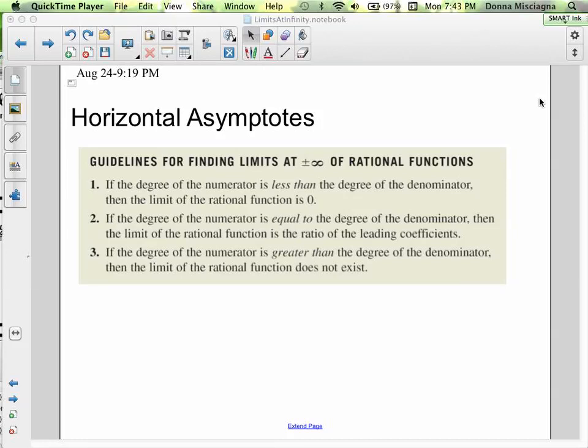Welcome. All right, so now we're going to be looking at horizontal asymptotes and vertical asymptotes and how those apply to limits. So, guidelines for finding limits at positive and negative infinity of rational functions. If the degree of the numerator is less than the degree of the denominator, then the limit of the rational function is 0. We saw this.